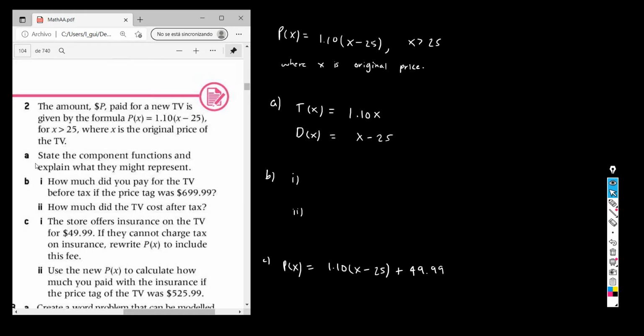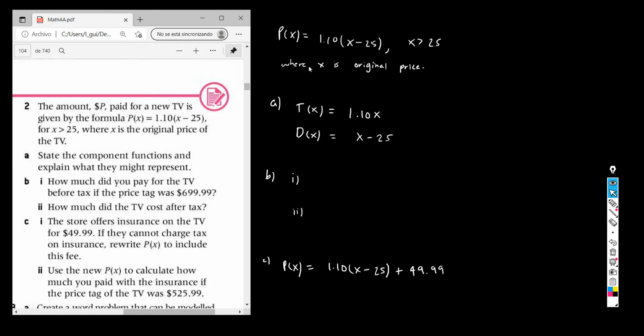Okay, and the first question is this: state the component functions and explain what they might represent. So in here I wrote the same function. The domain x has to be greater than 25, right? Because otherwise this function wouldn't make sense. It doesn't make sense to pay a negative amount of money, right? So that's why x has to be greater than 25 so that this factor here is positive. And x is the original price of the TV.